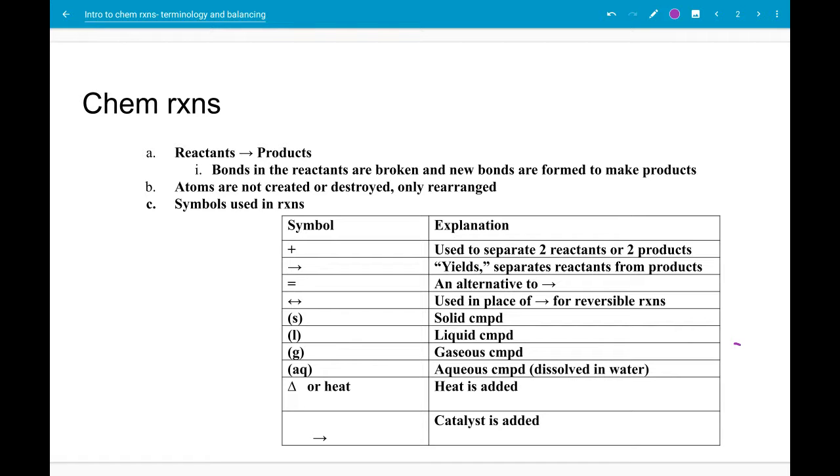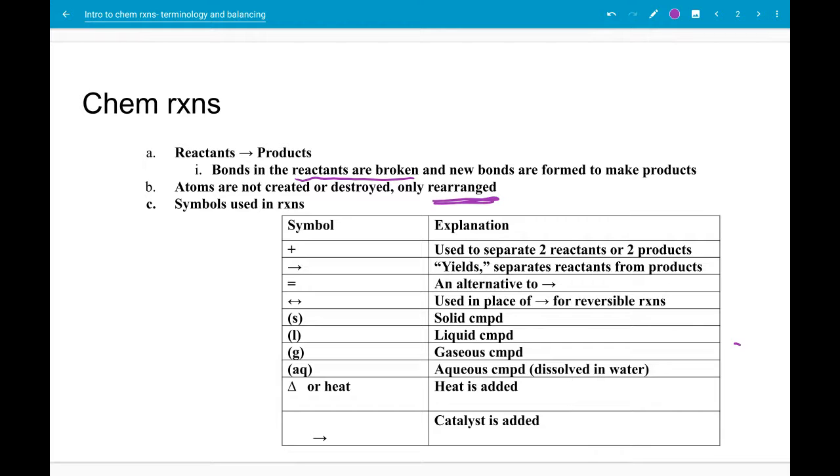Okay. And so what happens is the bonds in the reactants are actually broken and new bonds are formed to make products. So you're not actually making anything new per se, you're not creating new elements. You're just rearranging them in a different way. And so we use various symbols in these chemical reactions.